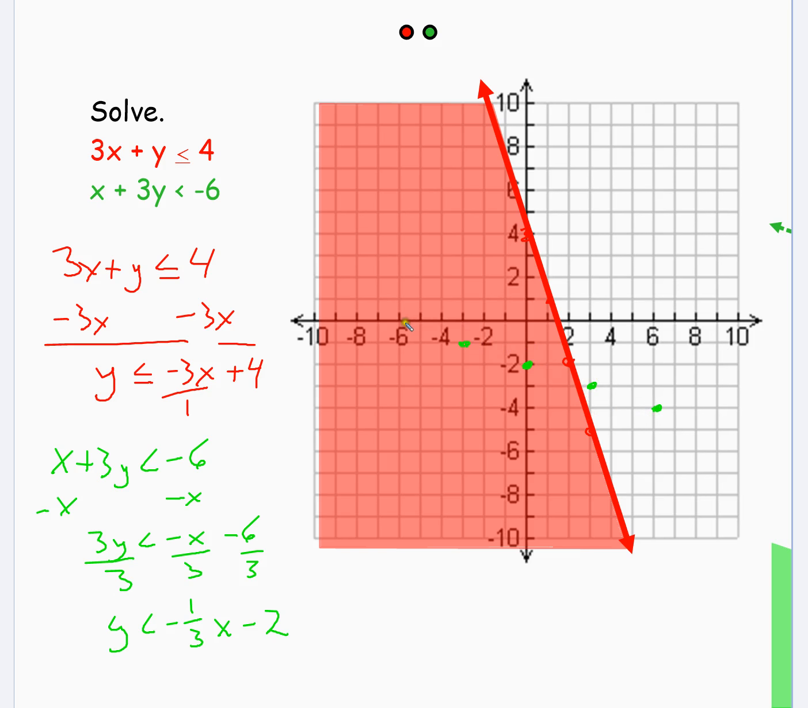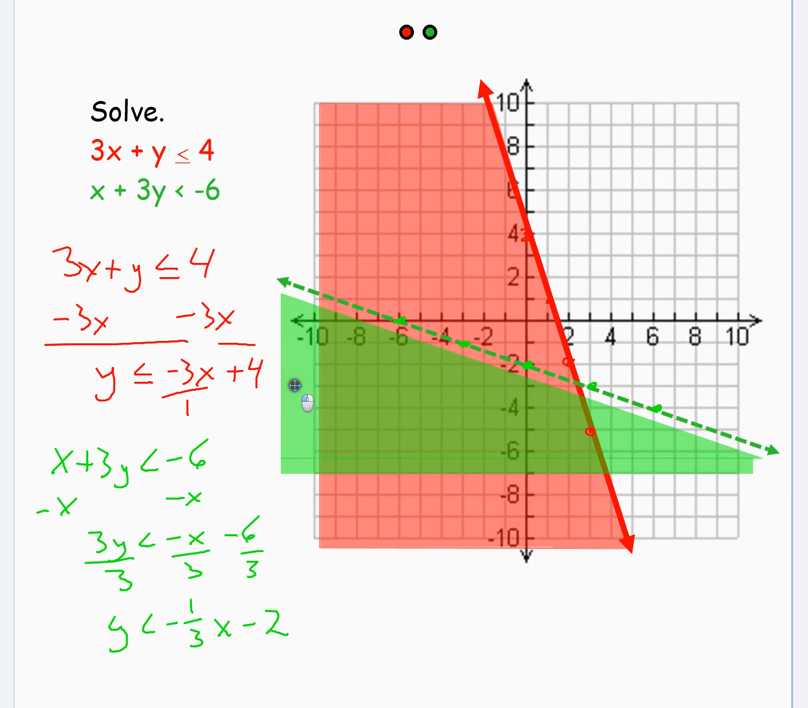And that gives us a good idea where that graph should be, and we'll go ahead and graph that. It's a less than, it does not have the or equal to sign, so this is going to be a dashed graph. And so there's that, and then it's a less than, so we're going to shade below the graph.